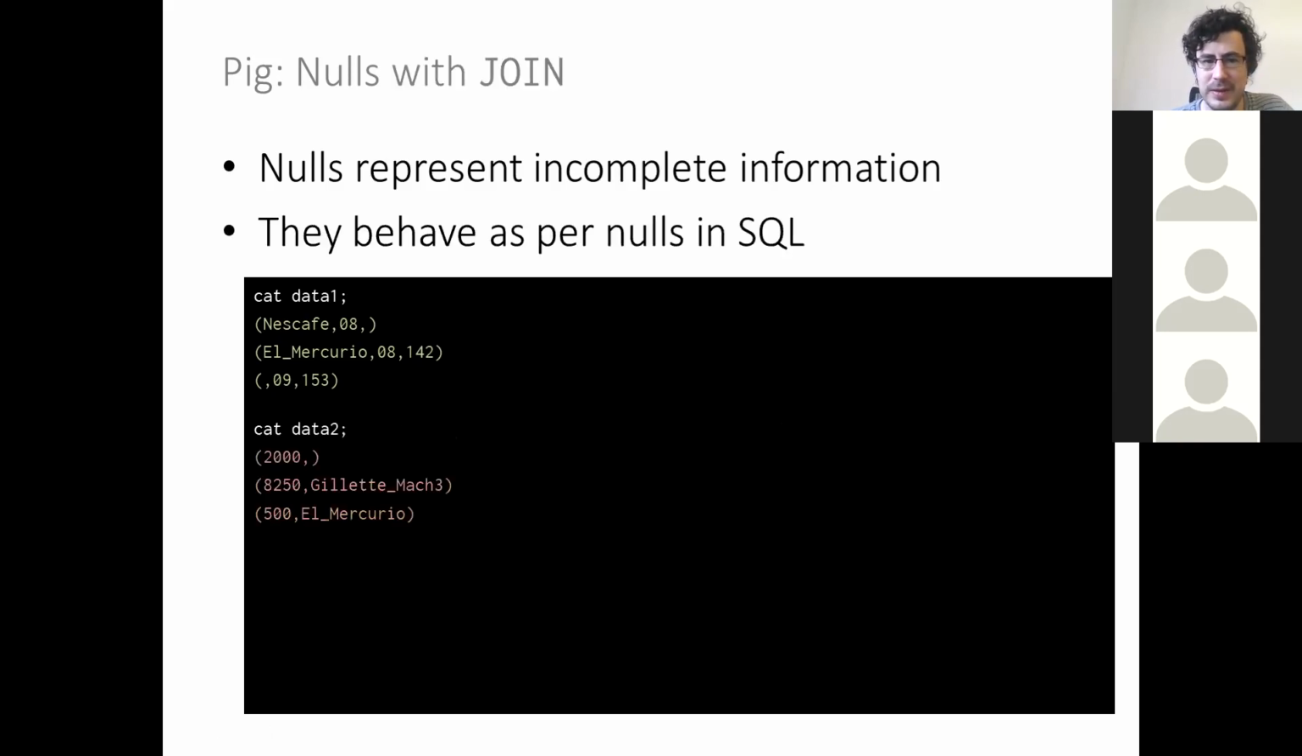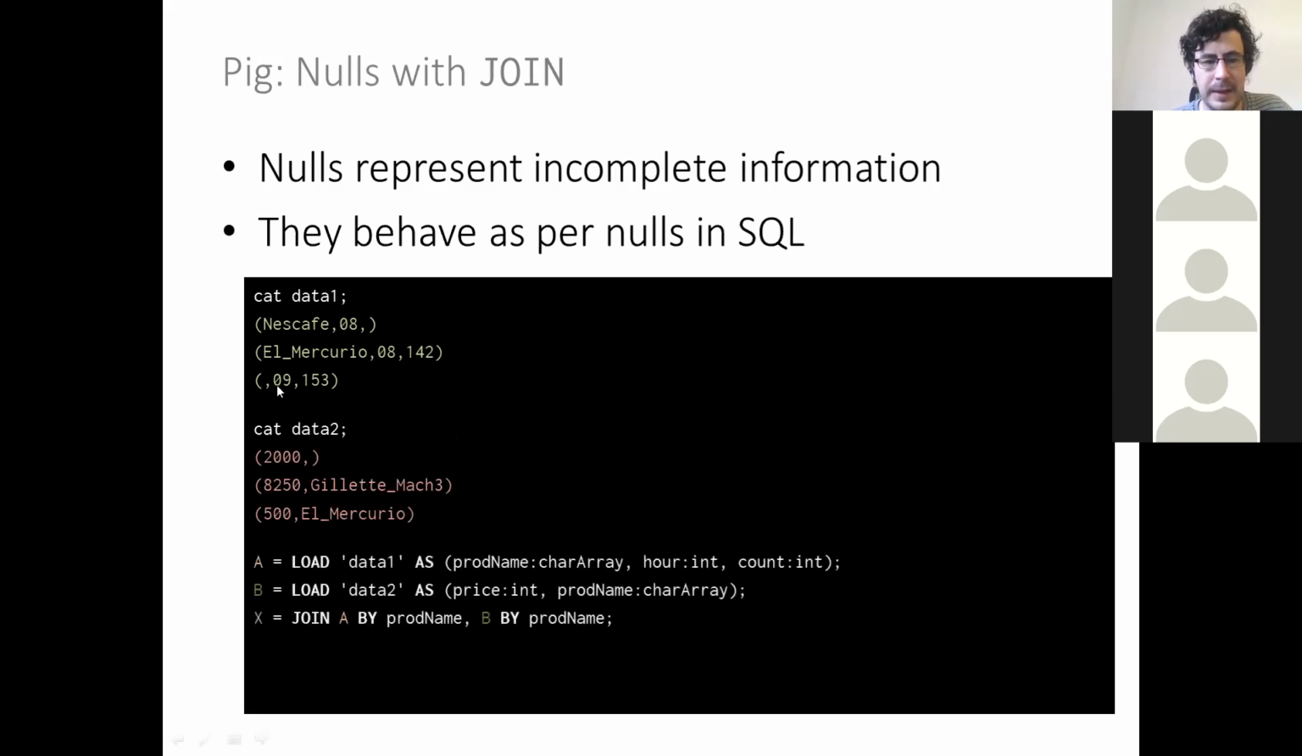So what happens with nulls? What's the kind of semantics? How are they treated? They behave as if they were nulls in SQL. So we have an example of two data sets here where we have nulls here and we have nulls here. And if we load these data and we try to apply a join, any guesses on how many tuples we're going to return? If we apply a join now where we're joining A on product name, which is the first column here, and B on product name, which is the second column here.